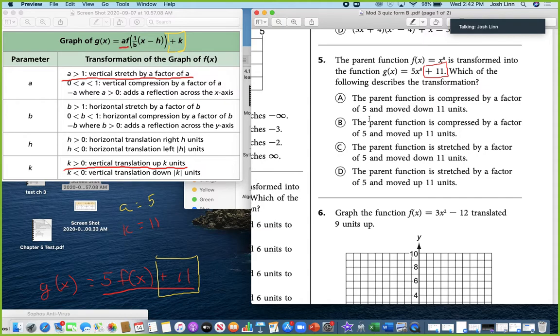So then we come over here. Okay, the parent function is compressed by a factor of 5. That's wrong. The parent function is compressed. No, the parent function is stretched by a factor of 5. Stretched by a factor of 5, and then moved down 11 units. So that part is wrong. The parent function is stretched by a factor of 5 and moved up 11 units. So that one would be D.